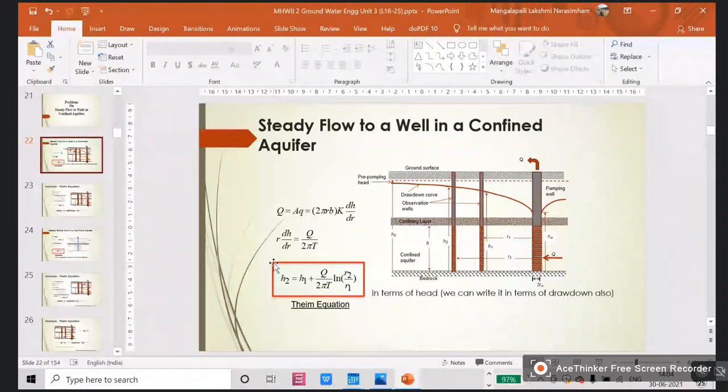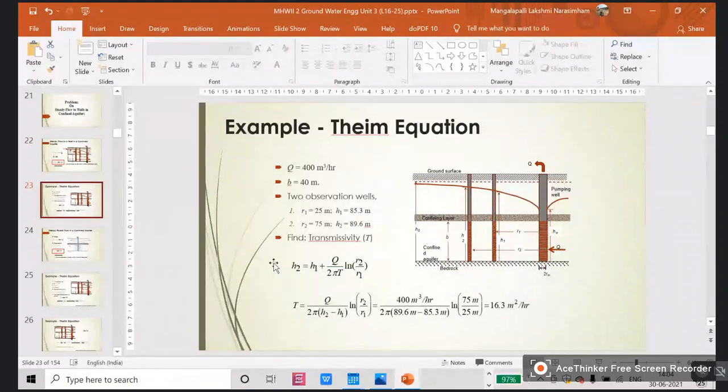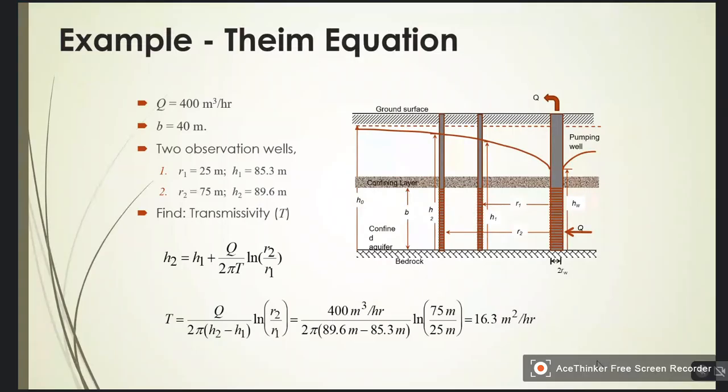So based on this, we'll solve some problems. So here, this is the problem. There is a pumping well, and the aquifer is a confined aquifer. You can see here, this is bedrock, and this is confining aquifer. So the thickness of the aquifer is B. It is not given, but it is B.